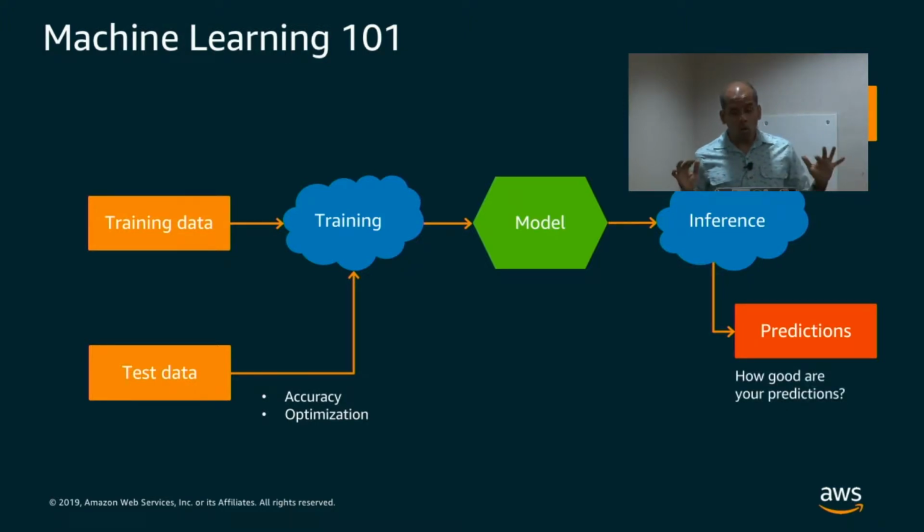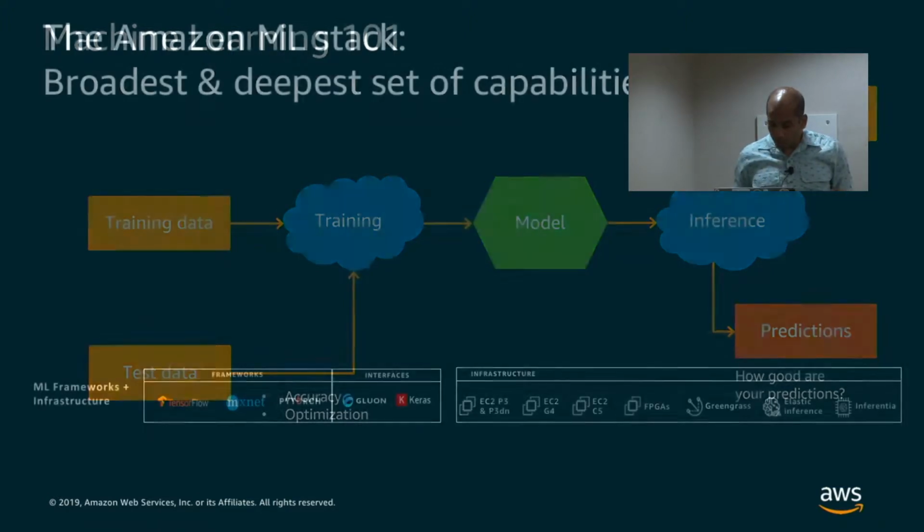End of the day, it all boils down to how good your predictions are. So you look at the accuracy of the model when you're building the model, that it is 90% accurate, and then you're looking at the optimization of the model, how quickly you're able to generate the model, how many training runs you're doing, and then finally how good your predictions are.